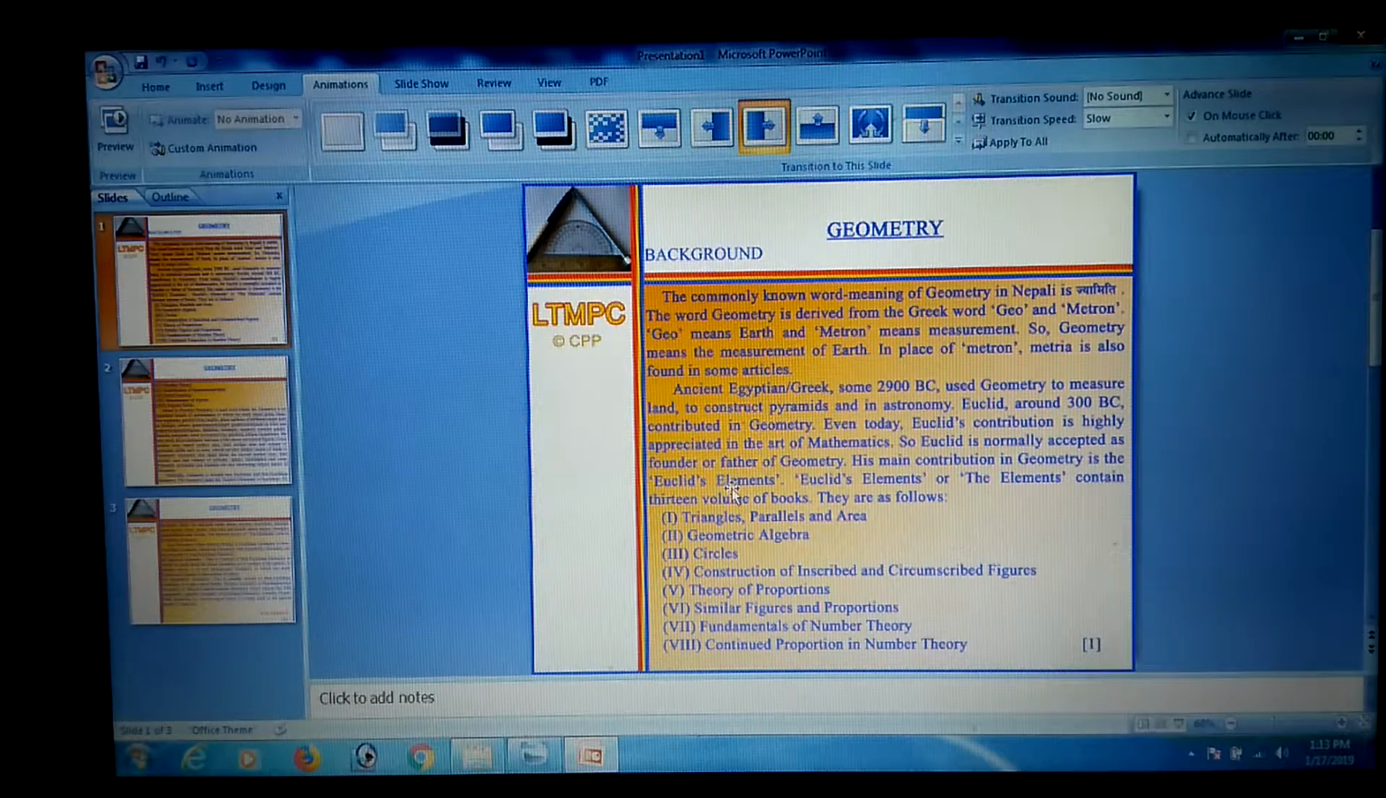I'm starting from basic knowledge of geometry. If you are interested in geometry, please enjoy it.